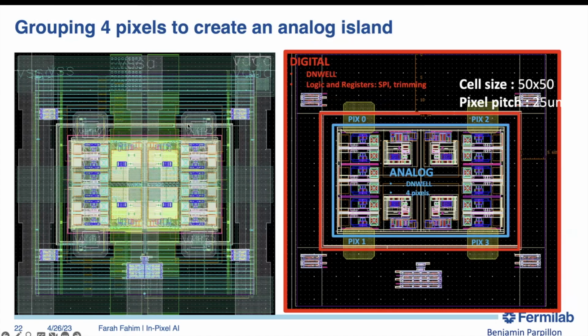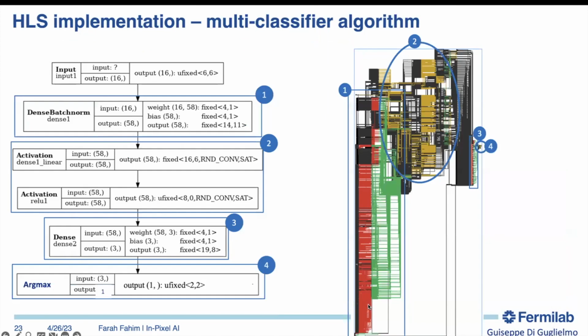Right. This is what the layout looks like. This is the analog island, and the periphery is where all the digital goes in. So now that we have the algorithm, this is what the HLS implementation looks like. This first area here is batch normalization. This is where the activation function is. This is the dense layer, the second dense layer, and then this is the last softmax function.